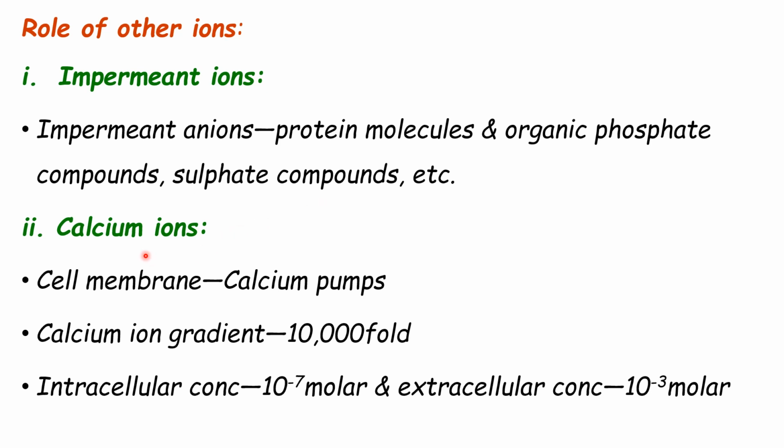But in calcium ions, the cell membrane has calcium pumps. We discussed this when we talked of calcium pumps. The calcium pump is present in all the cell membranes as well as the intracellular organelles. They create a gradient of 10,000 fold. The intracellular calcium is about 10 raised to power minus 7 molar, and extracellular concentration 10 raised to power minus 3 molar. So there is a 10,000-fold difference.